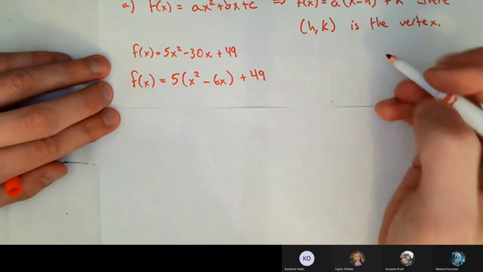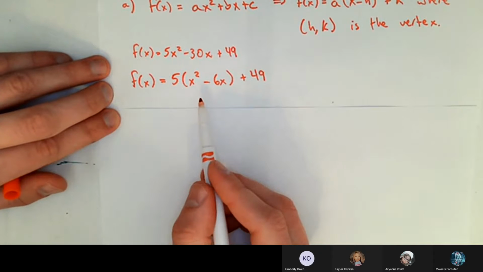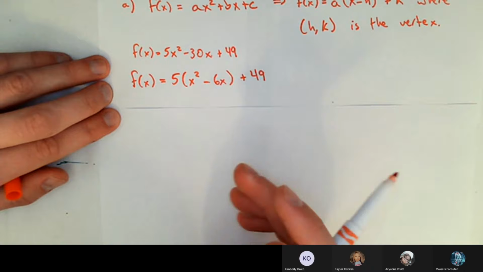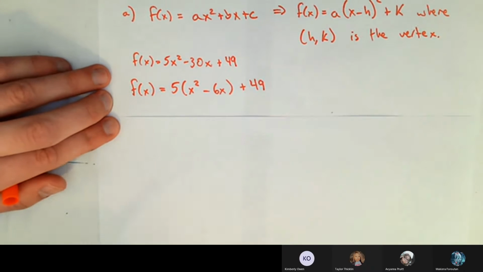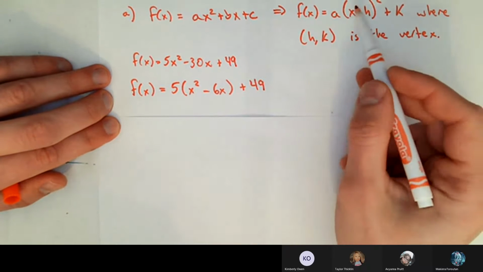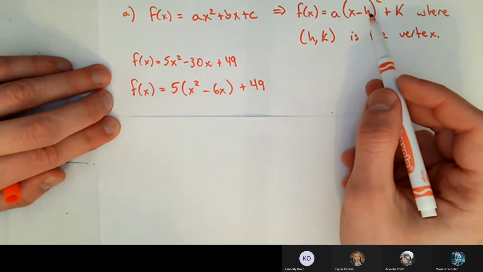I think about how I can make this thing inside here into a perfect square trinomial. That's what I'm trying to figure out. I want to turn it into a perfect square trinomial, because if I can get it as a perfect square trinomial, then I can write it in this form, this x minus h all squared. I can write it in this form.